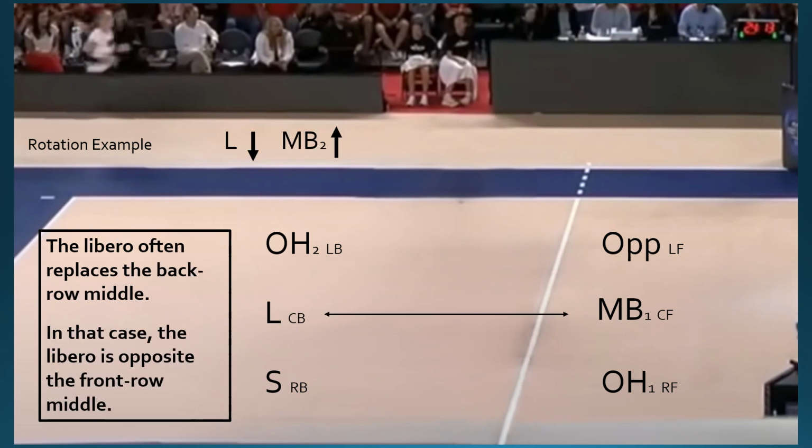After our lineup is checked at the start of the set, we can have our initial libero replacement. By far the most common strategy used by teams is for the libero to replace the middle blocker. That's not a rule. It would be perfectly legal for a team to have the libero replace the outside hitter in the back row. But in our example here, we'll go with the situation that's by far the most common, which is the libero replacing the middle blocker in the back row. And notice that when that happens, now the libero is opposite the middle blocker who's in the front row.